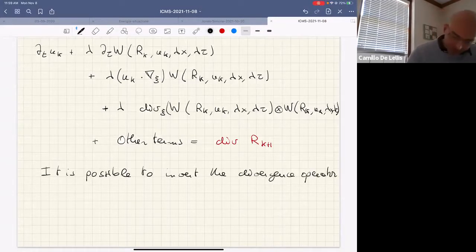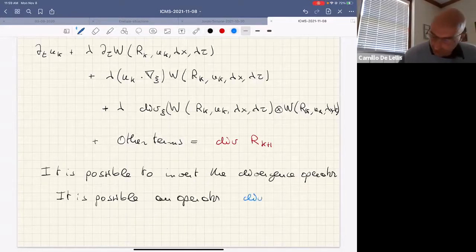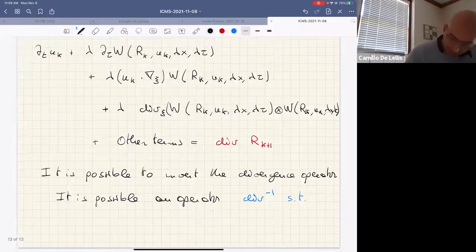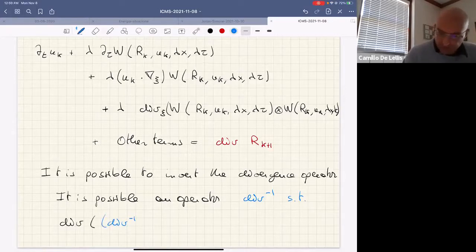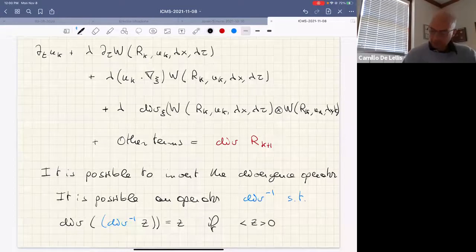So more precisely, it is possible to find something which I will call divergence to the -1, with the property that divergence to the -1 of whatever vector field I'm feeding, which I can call little z, is exactly equal to z, at least if the average of z is equal to 0 on the torus.